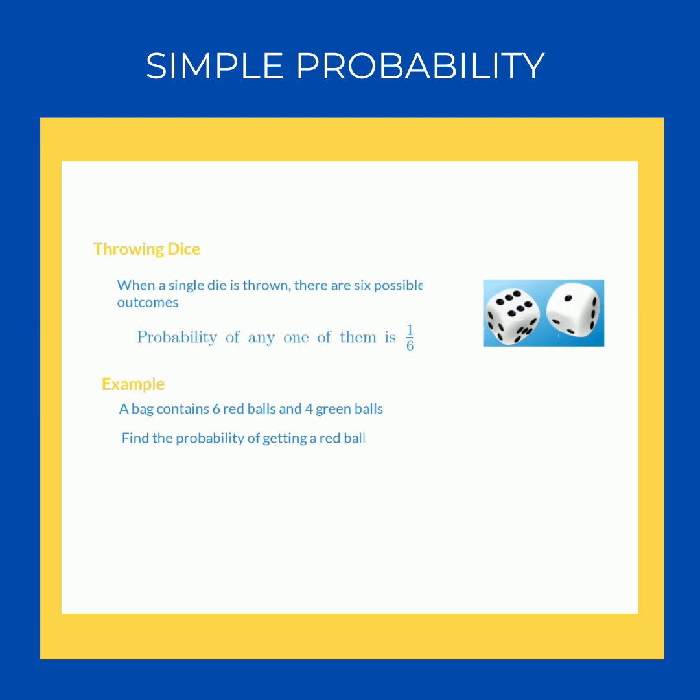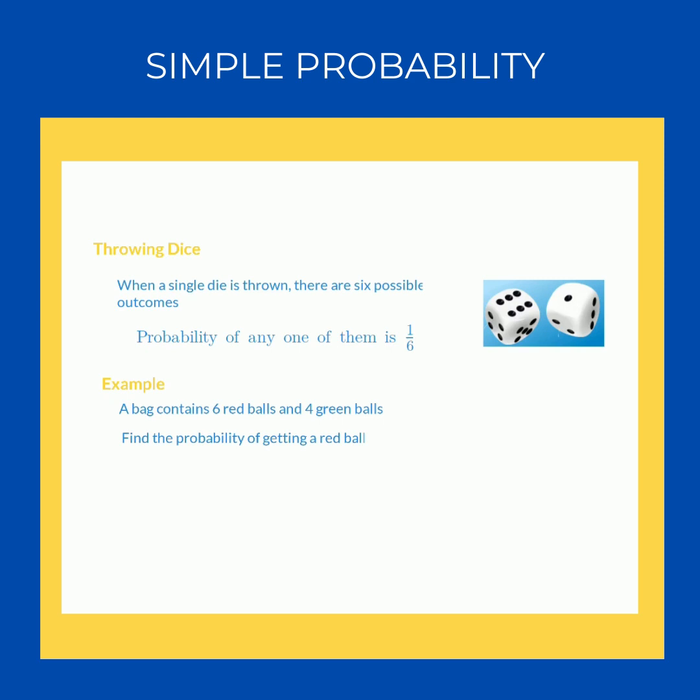So now let's take throwing dice as a second example. So when a single die is thrown, there are 6 possible outcomes because I have 6 faces. So the probability of getting any one of them, so let's say the probability of getting a 2 is 1/6 because I have 1 two over the total number of outcomes, which is 6. So the answer is 1/6.